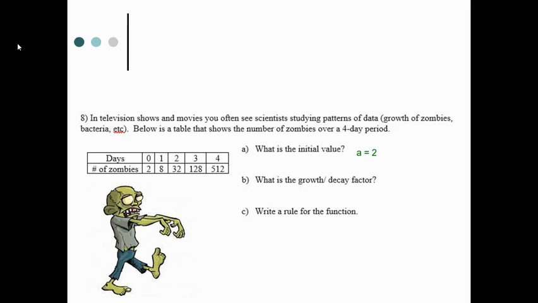Is this a growth or decay factor? That's right, this is a growth factor. And what is that factor? That factor is base is equal to 4. So we're going to write the rule of the function. So our function is equal to 2, the initial value, times the base 4 to the exponent x.